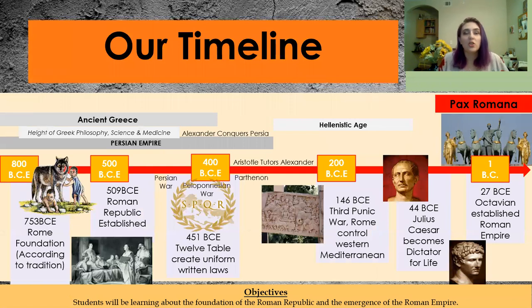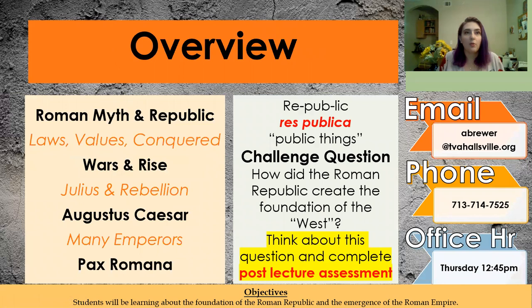But for now, just think about this whole period of time, almost 800 years of Rome's establishment, all the way back to our Roman myth of the 2 brothers, Remus and Romulus, and the wolf, all the way to Octavian establishing the Roman Empire and beginning the Roman Pax Romana that we know today. Okay, before you leave, think about all of the concepts we just talked about: the Roman myth, laws, values, and these conquered people, the wars, the Punic Wars, and the rise of the Roman Republic, Julius and rebellion, Augustus Caesar as the first emperor of Rome, and the many emperors that followed him, and all of this accumulating in the Pax Romana, or Roman peace.